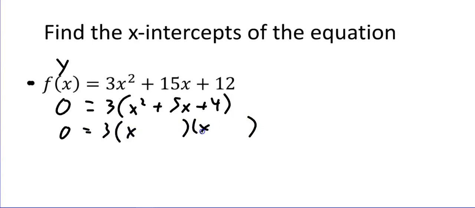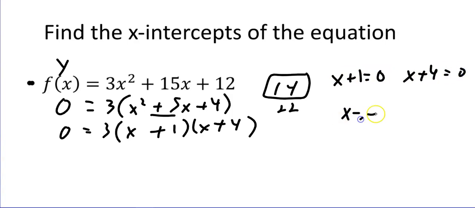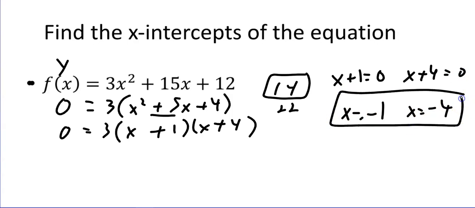Now we need two numbers that multiply to give me 4 and add to 5. Well, we have 1 and 4, 2 and 2. There's my numbers, 1 and 4. They add to positive 5, so these are both positive. And now I just set them both equal to 0. X equals negative 1, x equals negative 4. And that's it.